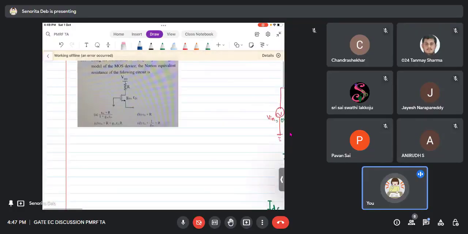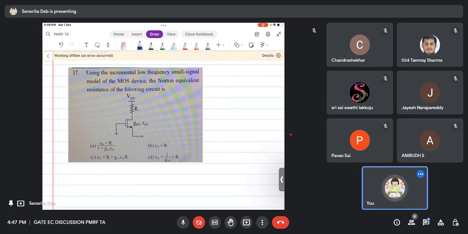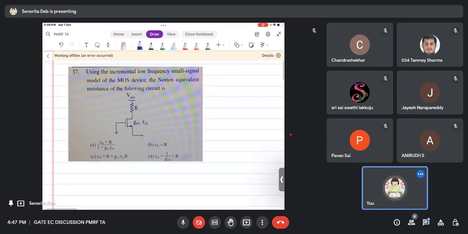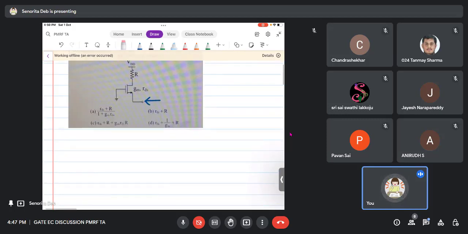So this was the question that was asked. It was GATE 2020. What is the resistance looking from the source here? We were trying to find out from here, right? But now this is from here, from the source. Okay, so quickly, small signal model.